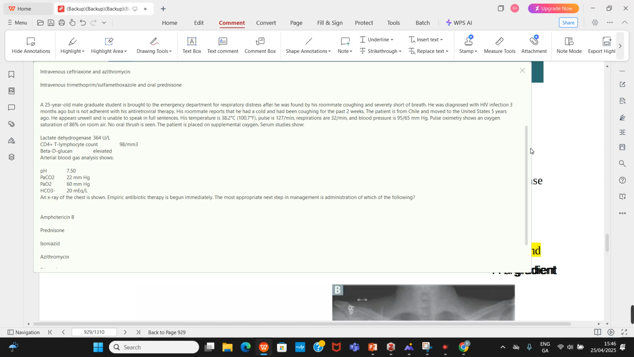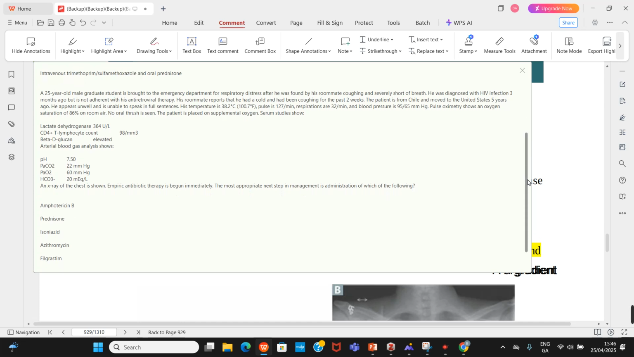Vitals are very deranged. Blood pressure is low. Oxygen saturation is 86. No oral thrush. Patient is placed on oxygen. There's elevated lactate. CD4 count is 98. Beta-glucan is elevated. Arterial gas shows this. The X-ray of the chest is shown. Empiric antibiotic treatment is started. The most appropriate next step in management is what?